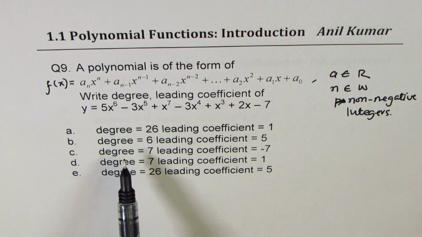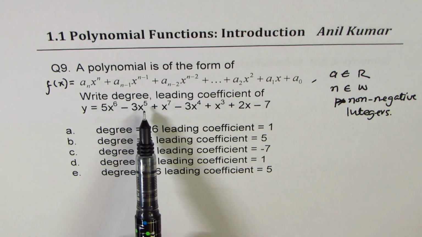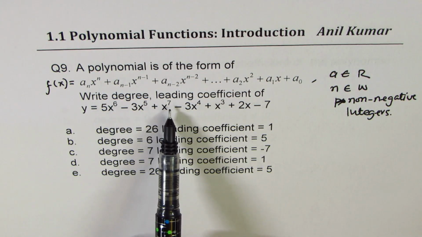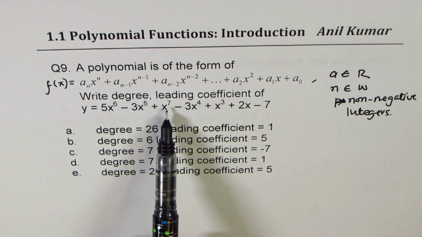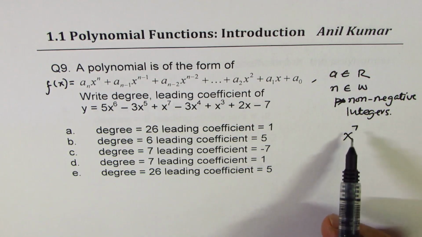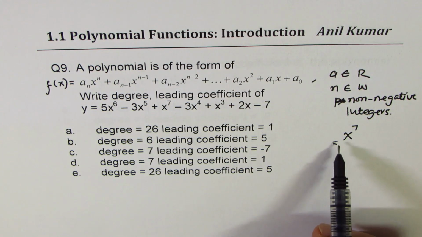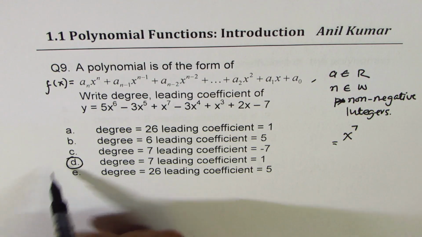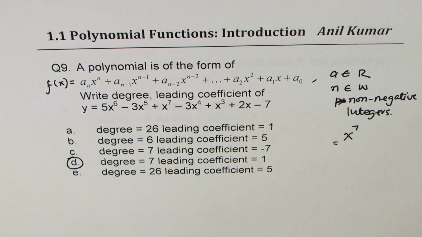Now what is the degree? To find the degree, you just check the number on the exponent. The highest is x to the power of 7, so x to the power of 7. So the degree is 7 and the coefficient is 1. So leading coefficient 1 and degree 7, option D is the right answer. Do not write 6 and 5.